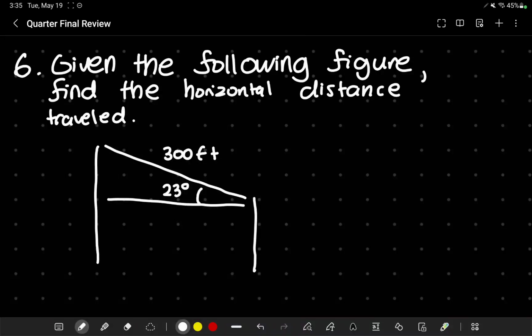Okay, so this is questions 6 through 10 on the multiple choice for the quarterfinal. Again, the last stretch. We got this. Let's read number 6. Given the following figure, find the horizontal distance traveled.